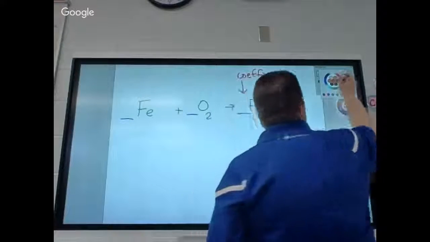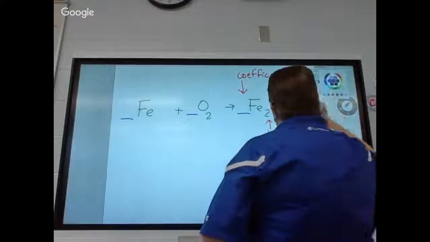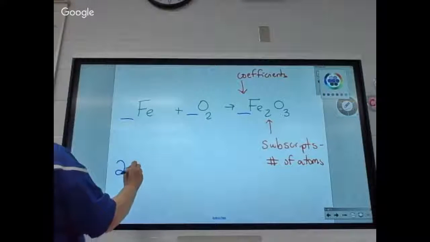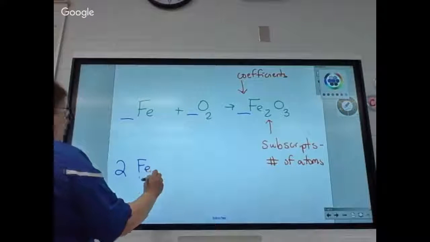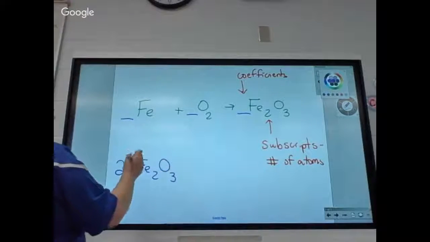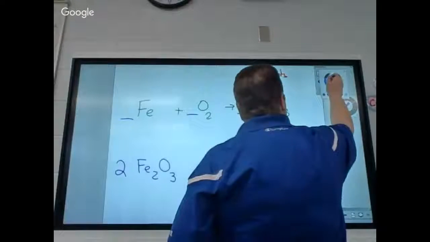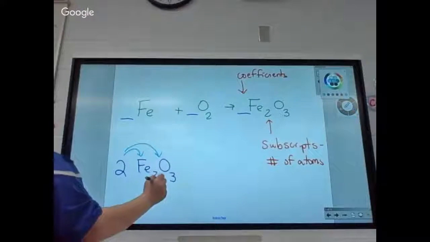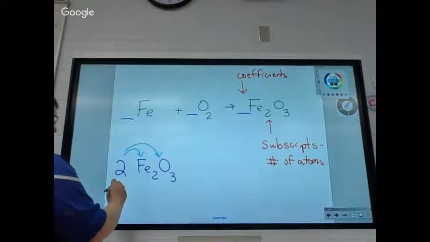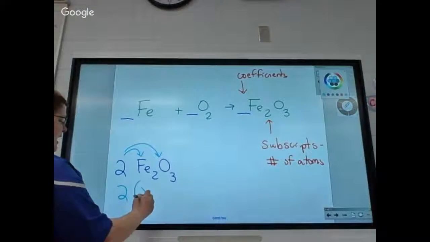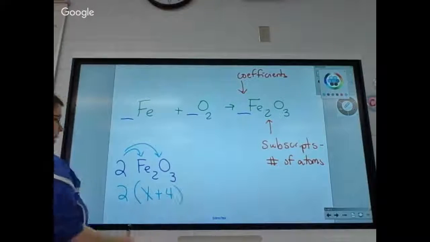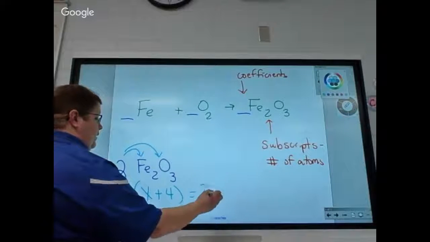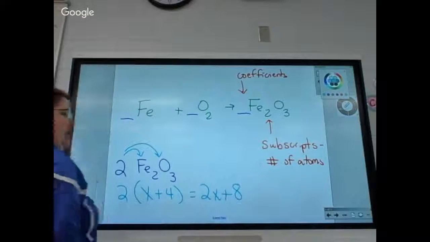Okay? Now, what do these coefficients do? When I put a number in front of a compound, like I put a 2 in front of Fe2O3, this number multiplies and distributes, okay? Just like math class. This is like having 2 times x plus 4. What happens in math class if I have this? What does it become? 2x plus what? Same thing in chemistry class.